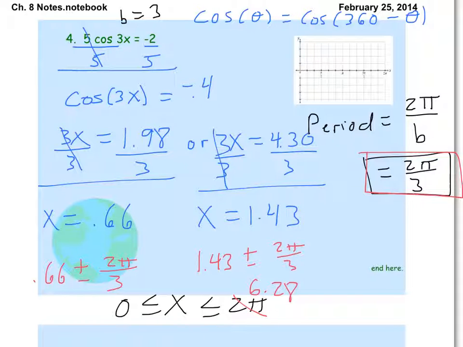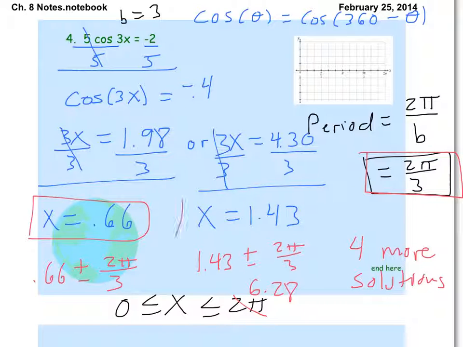I'll leave you here. See if you can find the others by adding or subtracting 2 pi over 3, and I will give you the hint. There are 4 more solutions. We have found 2. There should be 6 total. Find 4 more. Next time we see each other in class, let's talk about it and see if you can come up with the other 4.